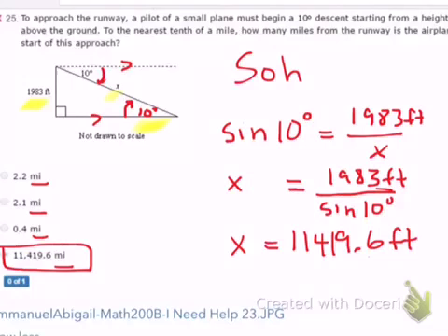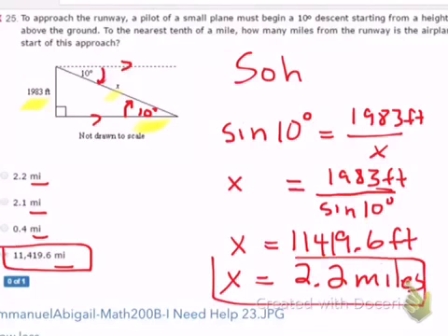So if you take 11,419.6 feet and divide that by 5,280 feet in a mile, we get x is equal to 2.16, which is 2.2 miles. Okay, and that is how to approach this problem.